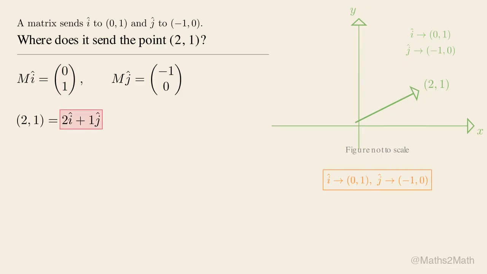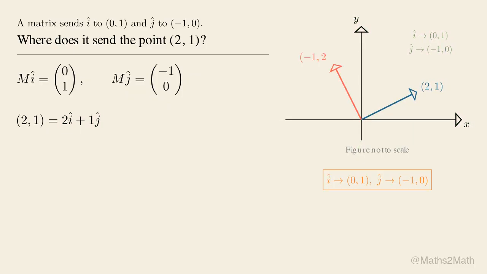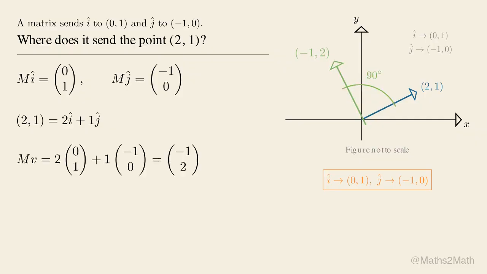The point 2, 1 is a recipe, 2 I hats plus 1 j hat. Apply the parked landing spots to the recipe. 2 copies of 0, 1 is 0, 2. Add 1 copy of -1, 0. The point lands at -1, 2.